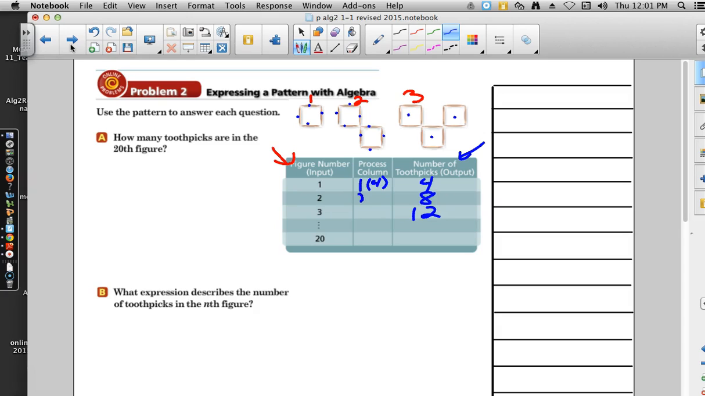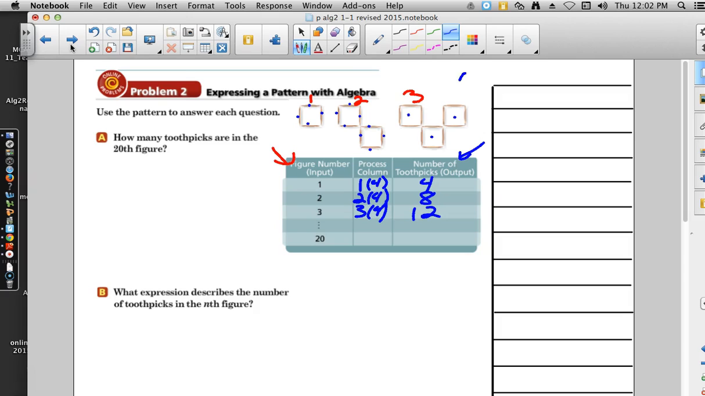Then for the second one, there were really 2 squares and they had 4 sides. And for the third one, 3 squares. They had 4 sides each. And if you take 1 times 4, you get 4, 2 times 4 is 8, and 3 times 4 is 12.